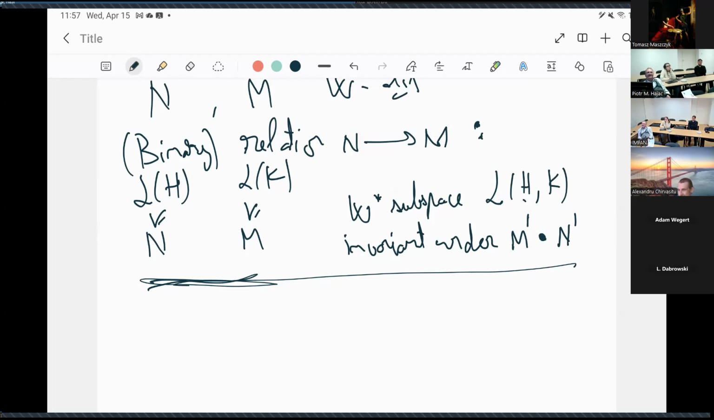Excuse me. May I ask a question? Yes, go ahead. This space L from H to K is a bimodule over M prime and N prime. If you write this in this way, are you using some star somewhere, or because this opposite algebra doesn't make sense? I don't understand. What's the action of this tensor? What is this M prime bullet N prime? What do you mean by this?